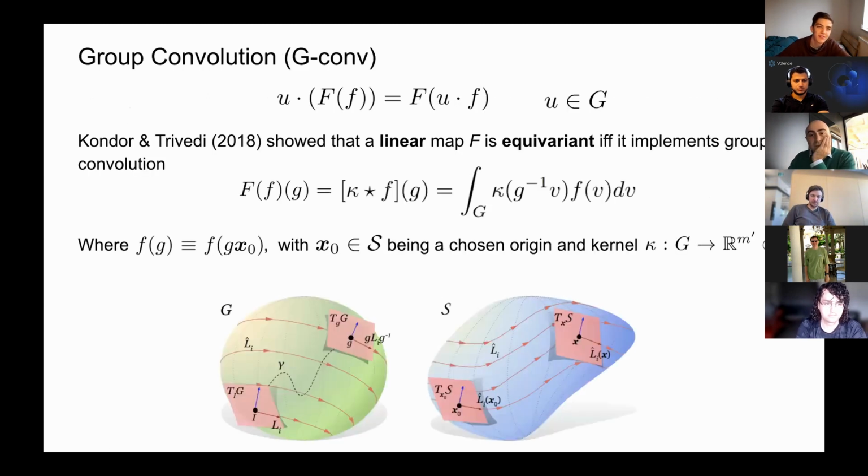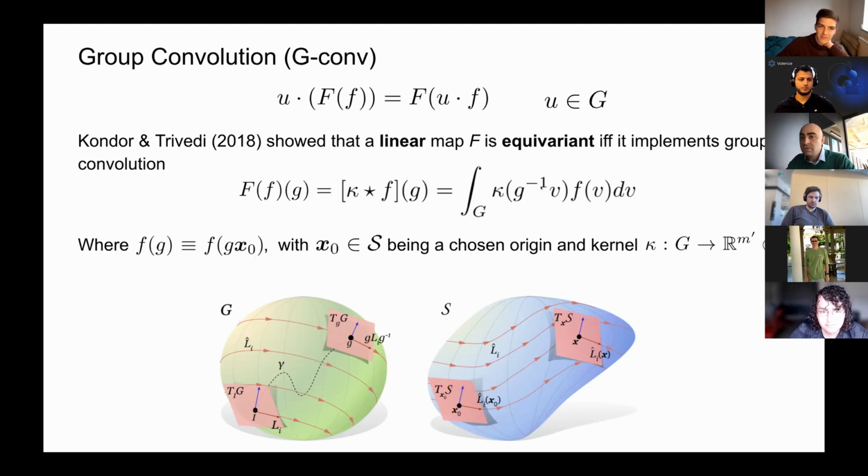So the main result that we're building all our work on is this result by Kondor and Trivedi, and there was a similar result by Cohen and others, which basically said if you have a linear layer, so a linear map, if this F is linear, and it is equivariant under a given group, then this layer must be doing what is called a group convolution. So this is generalizing the regular convolution operation to a group element.